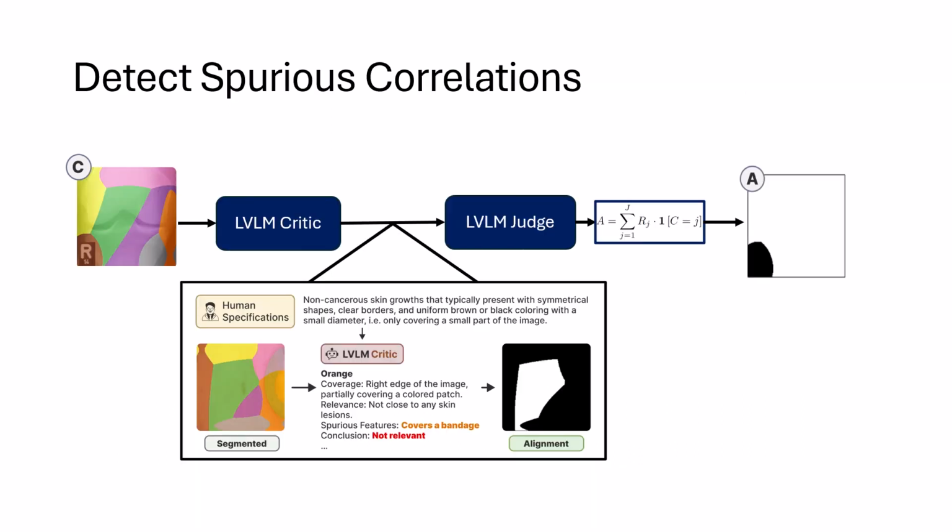The LVLM critique receives the original image, the model-centric segmentation, and the human class description. It then assesses which segments correspond to relevant class evidence and which segments are likely irrelevant or even spurious. For example, in knee radiographs, this may be a hospital tag, and in skin lesion images, it may be a colored bandage. The judge converts the critique's freeform assessment into a structured binary verdict for each segment. These verdicts are then transformed into a correction mask.